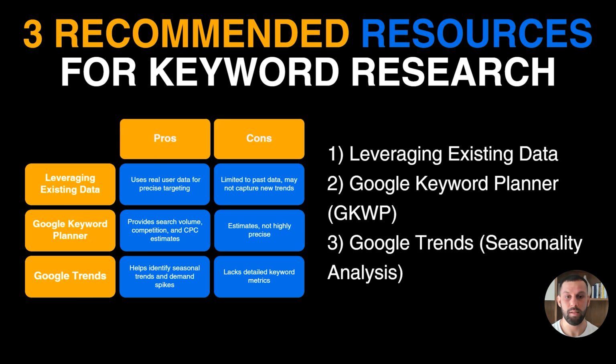The benefit of this is that you can use real data from inside of your own advertising account that is relevant to your products and your target audience. The only downside is you're going to be limited to past data. You're not necessarily going to be able to project or capture new trends. But don't worry, there's a tool that I'm going to show you how to use to be able to project trends moving forwards. Next up is Google Keyword Planner.